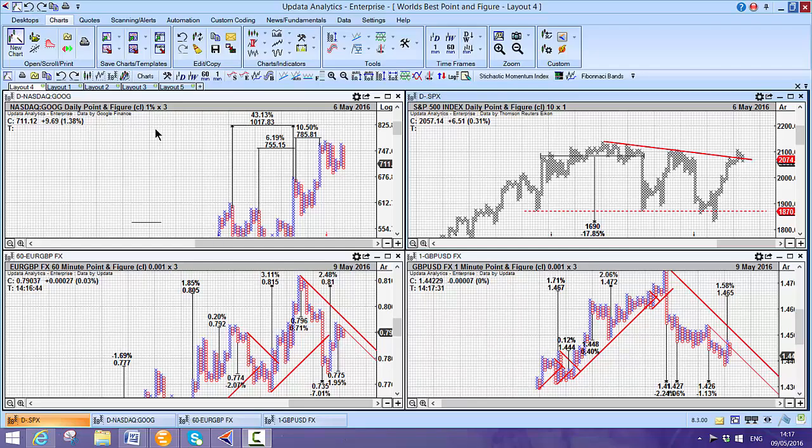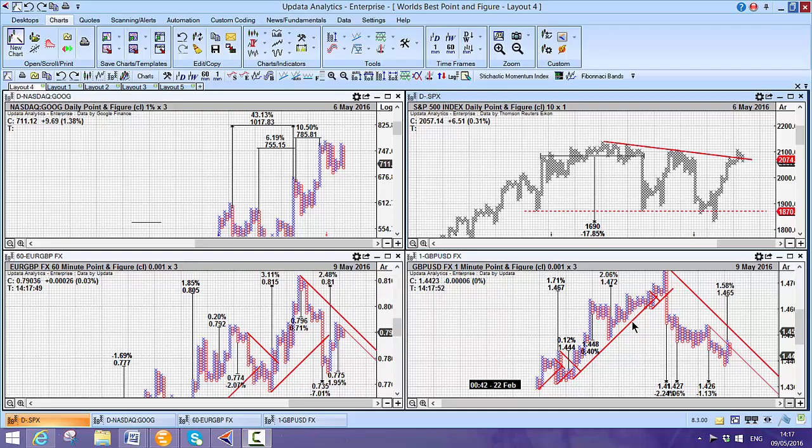And here we see a 1% chart. It says a 1% log scale point and figure. Not many systems can do that with horizontal targets. The one box reversal chart here with horizontal target on as well. 60-minute charts here with automated vertical targets, and even down to 1 minute.